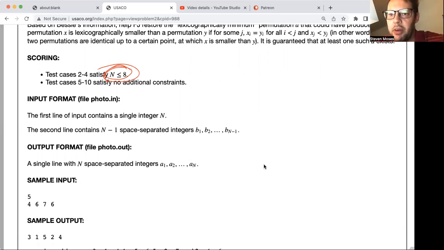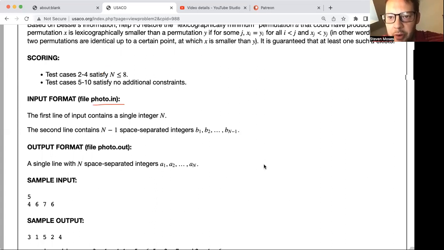So if you just set up a for loop inside a for loop inside a for loop, or something like that. But there's a much easier solution that should run in a pretty simple time complexity. And the constraint of n less than or equal to 8. Again, I can't even think of an n factorial solution off the top of my head. But if you have an n factorial solution, you'll only get through the first 4 test cases.